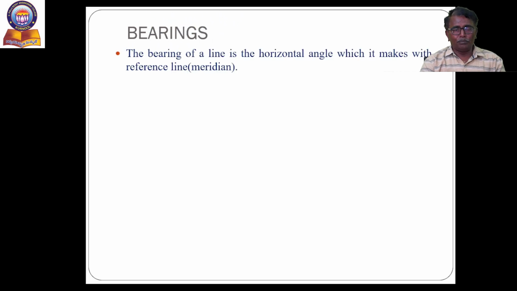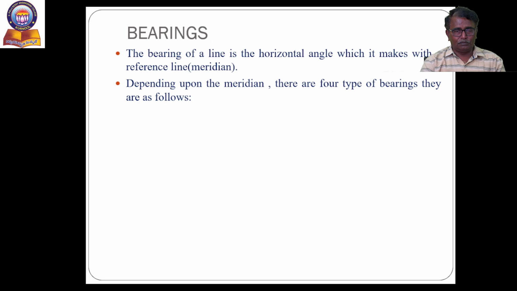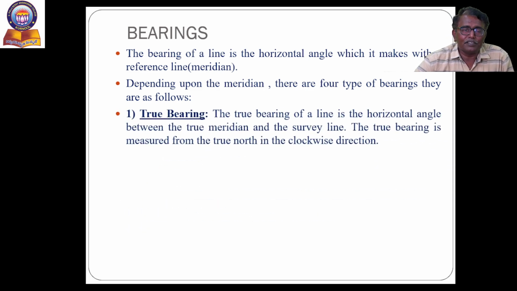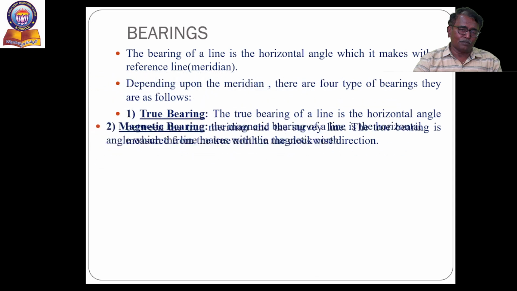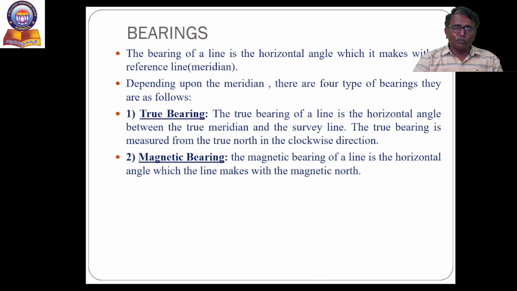Now we'll see how the bearings are measured by using the compass. The bearing of a line in the horizontal is the horizontal angle which it makes with a reference line. Depending upon the meridian, there are 4 types of bearings. The first one is true bearing. The true bearing of a line is the horizontal angle between the true meridian and the survey line. The true bearing is measured from the true north in the clockwise direction.